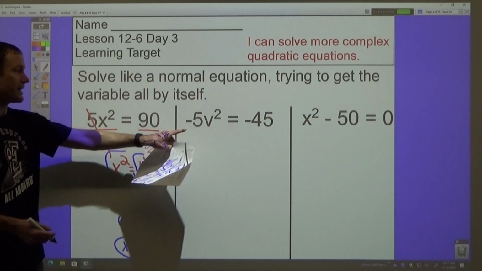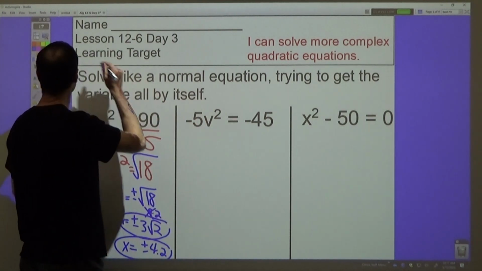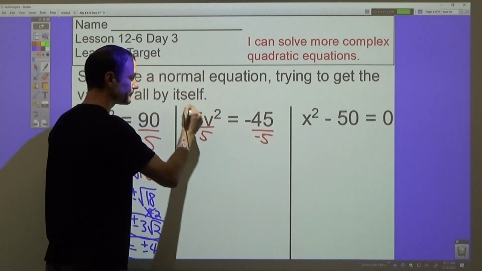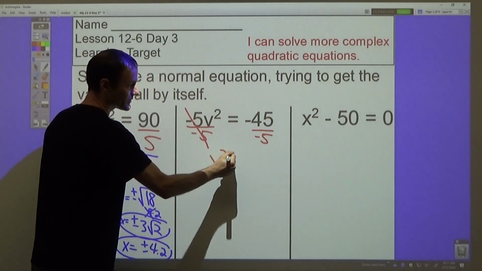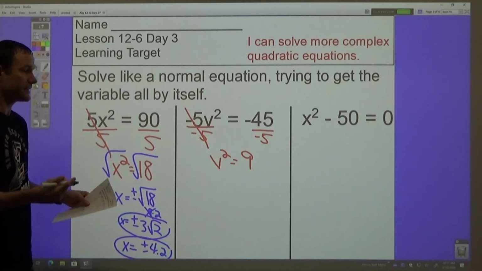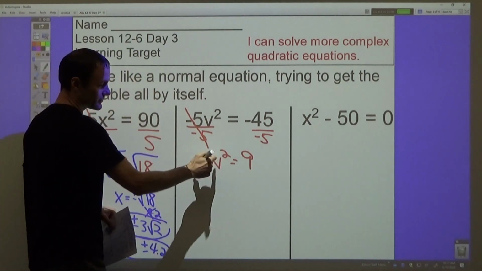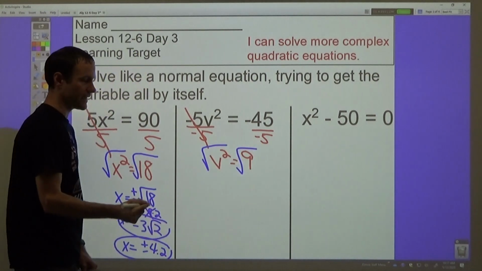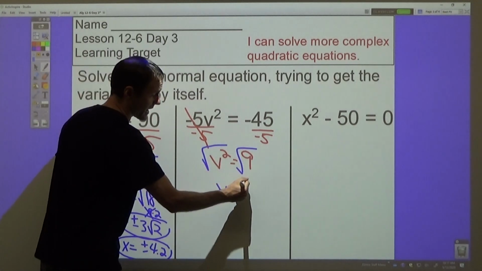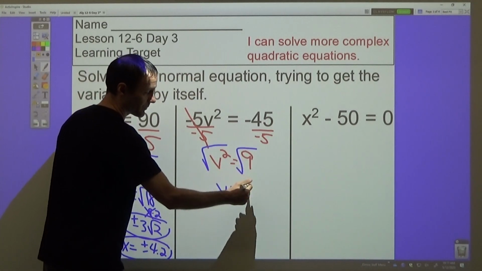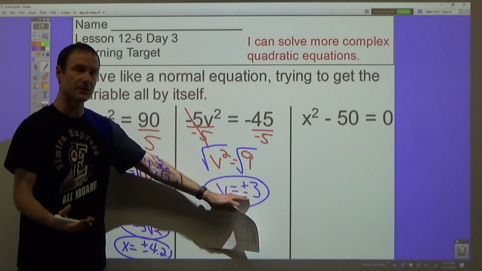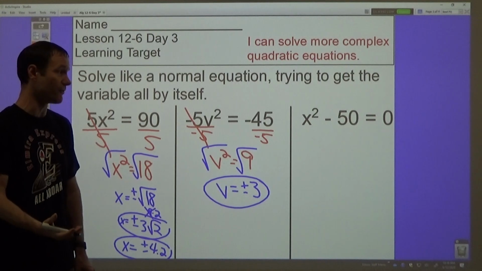In the middle one, trying to get the v squared all by itself, we want to divide by -5 and divide by -5. Those cancel out. V squared equals, top divided by bottom, 9. Take the square root of both sides. Opposite of squaring is to take the square root. When we take the square root, this becomes just a v. Whenever you take the square root, it's plus or minus. 9 is a perfect square, so it's just plus or minus 3. That would be your answer in simplest radical form and also decimal form.